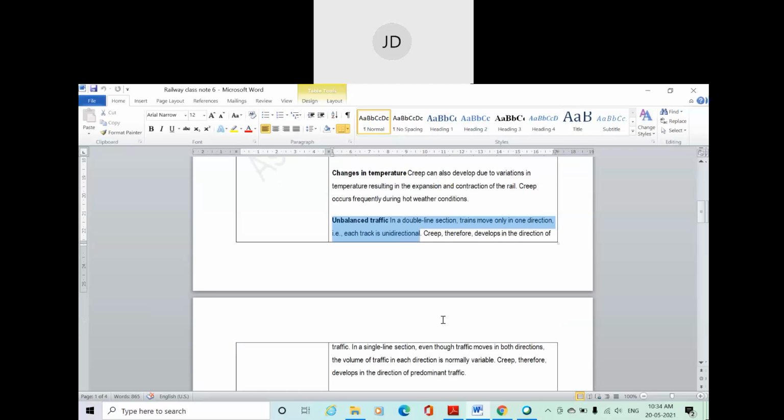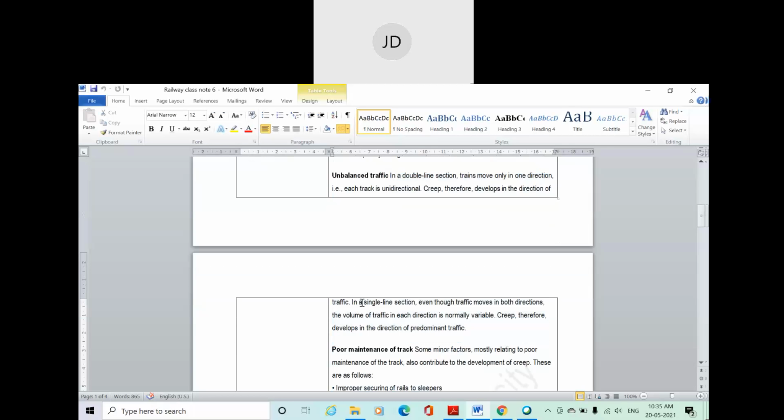Unbalanced traffic is also discussed in the double line section. Double line section means an individual railway track is provided for left or right direction movement. In a double line section, the train moves only in one direction. That is, its track is unidirectional. A creep therefore develops in a particular direction of the traffic.